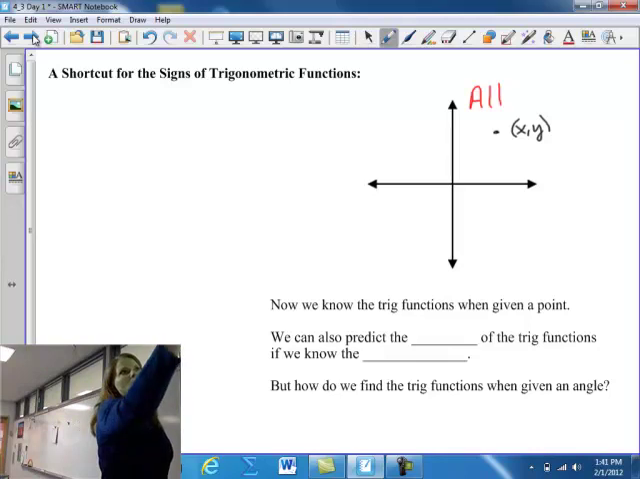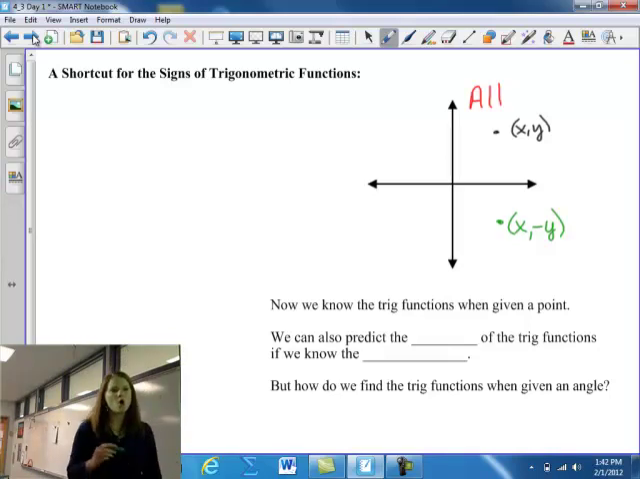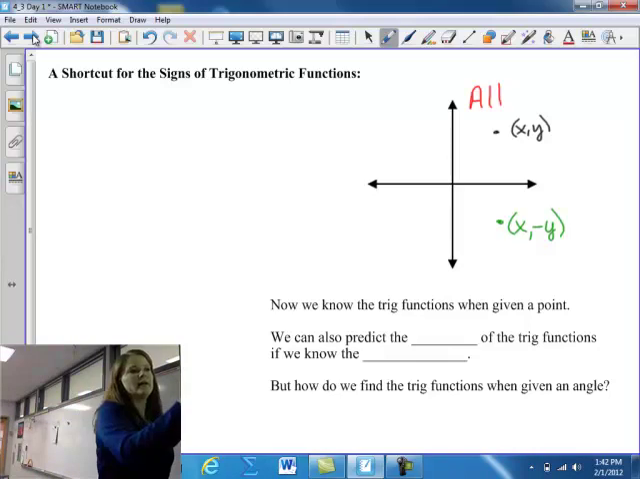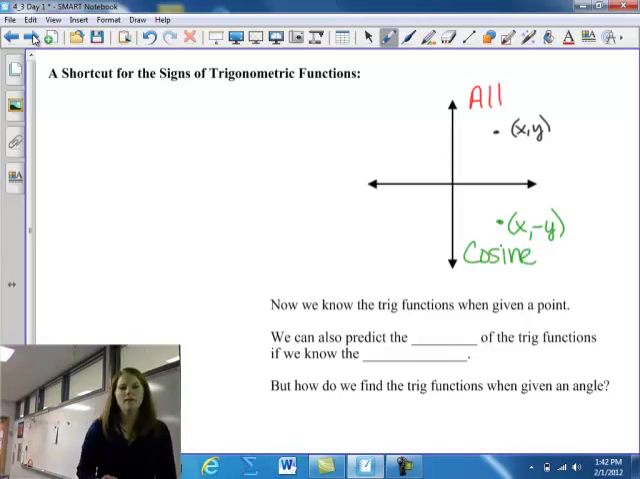Okay, so what about when we flip this dot down here? Now the dot became X comma negative Y. Which one was the only answer that remained positive? The cosine. And of course its reciprocal, which was? Secant. Okay? So cosine and secant stay together. We'll just talk about SOHCAHTOA for a second. All right, what about the other two quadrants?